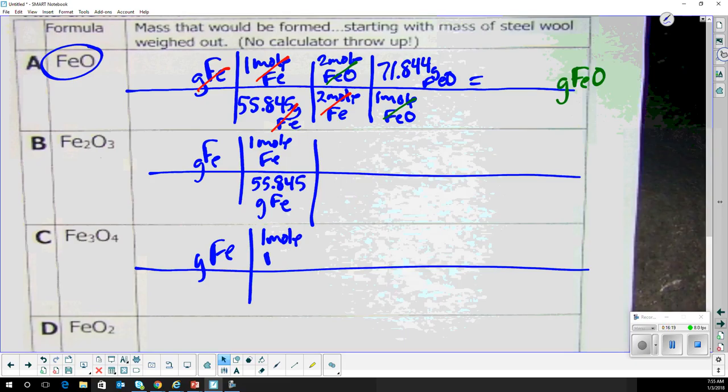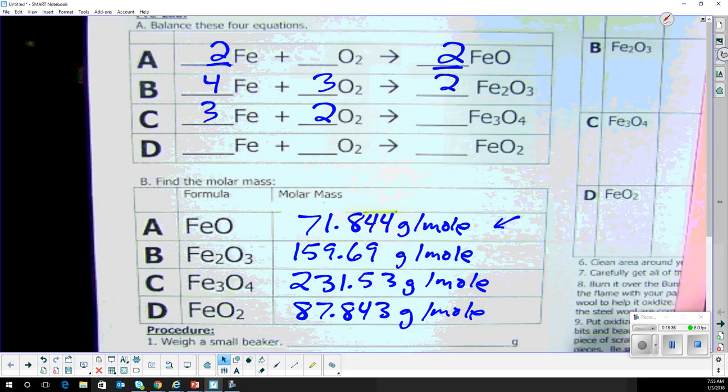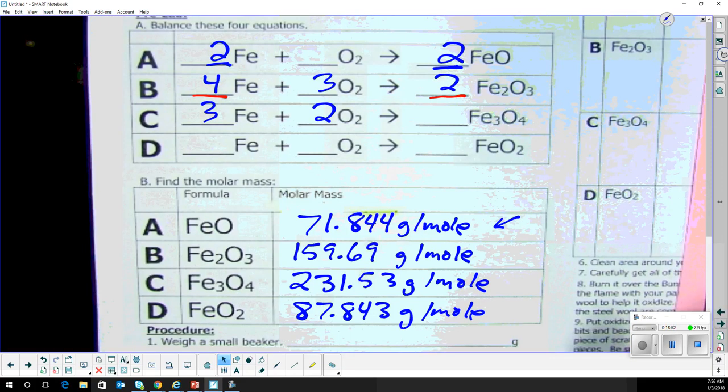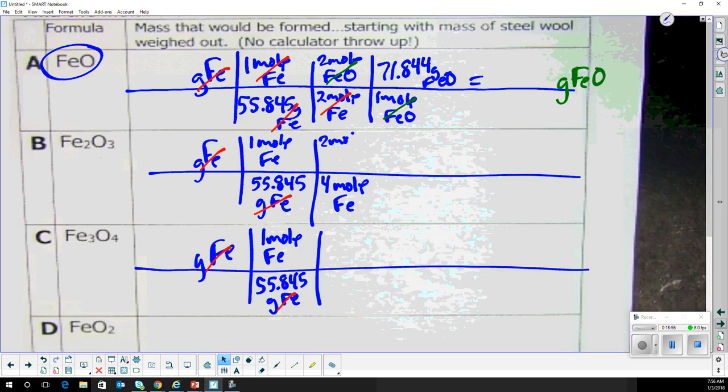Okay, so let's go ahead and set up the next one. What would I put on the bottom here, the first step? I do the exact same thing that I did on all of these for the first step. So I'm going to put the grams of Fe, I'm going to put 1 mole Fe, and 55.845 grams of Fe on all of them to start with, because I have to be in moles of Fe to be able to do the calculations with the stoichiometry.